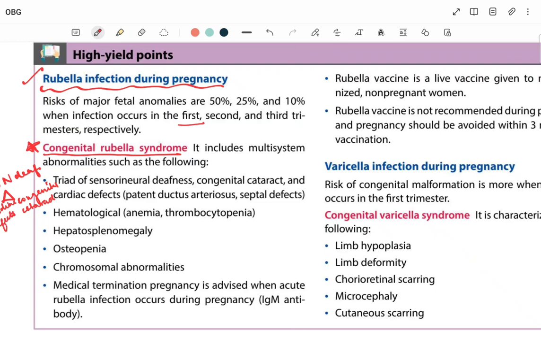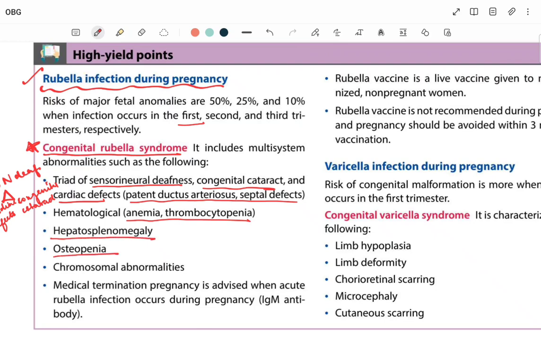So congenital rubella syndrome: there is a triad of sensorineural deafness, congenital cataract and cardiac defects, like patent ductus arteriosus and septal defects. So the triad is sensorineural deafness, congenital cataract and cardiac defects. Next, coming to hematologically, anemia and thrombocytopenia.